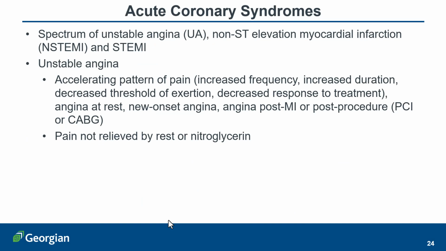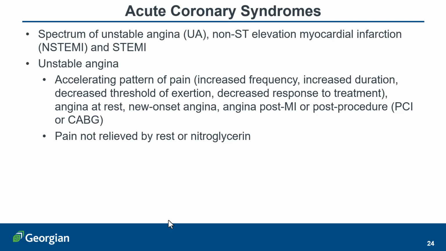Acute coronary syndromes, or ACS, consists of 3 different conditions: unstable angina, non-ST elevation myocardial infarction, or NSTEMI, as well as ST elevation myocardial infarction, or STEMI. We'll start off with unstable angina. The definition of unstable angina is an accelerating pattern of pain. In other words, the pain has increased in frequency or duration, or it occurs with a reduced threshold of exertion, or there's a decreased response to treatments such as nitroglycerin.